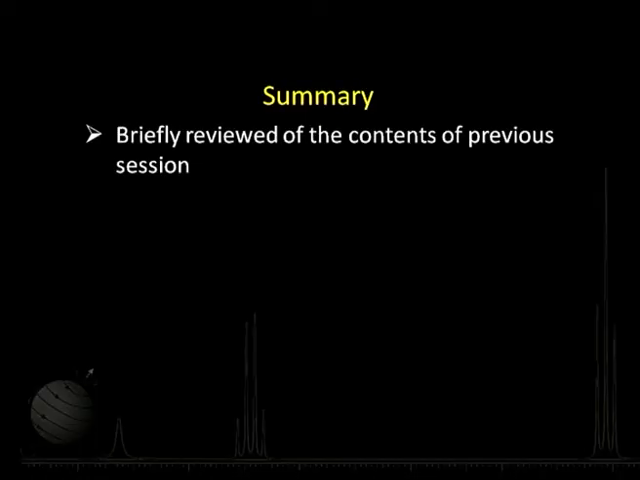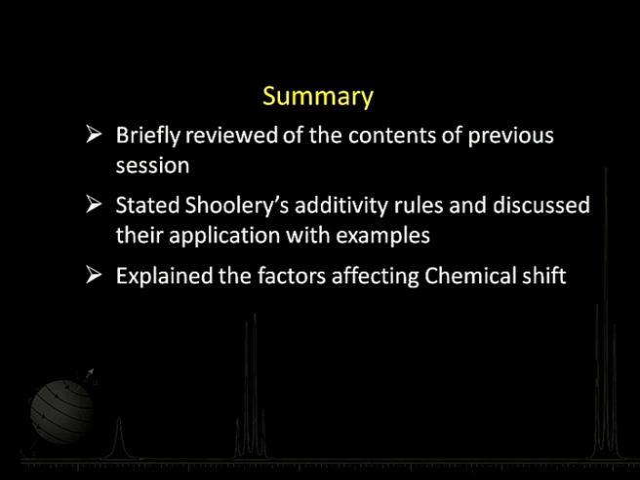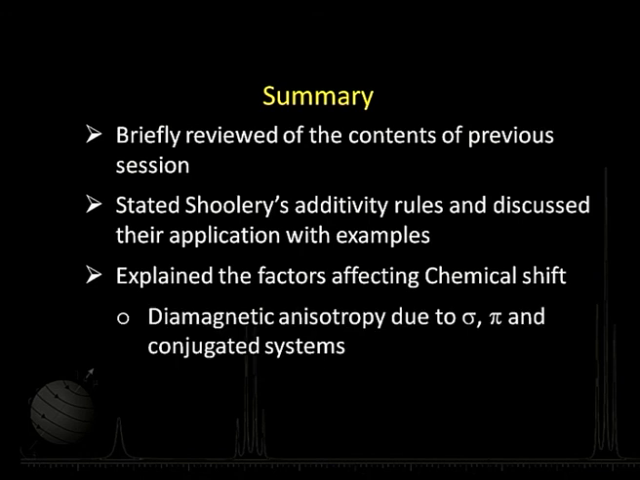Let us sum up what we have done today. We briefly reviewed the contents of the previous session. Thereafter, we stated Shoolery's additivity rules, which are empirical rules that can be used to predict the chemical shift positions of protons in two different classes of molecules, and then we discussed their application with the help of some examples. Having done that, we moved on to explaining the other factors which affect chemical shift, and in this process we talked in detail about the diamagnetic anisotropy because of sigma, pi and conjugated systems, and then we moved on to hydrogen bonding as a factor which affects the chemical shift positions.